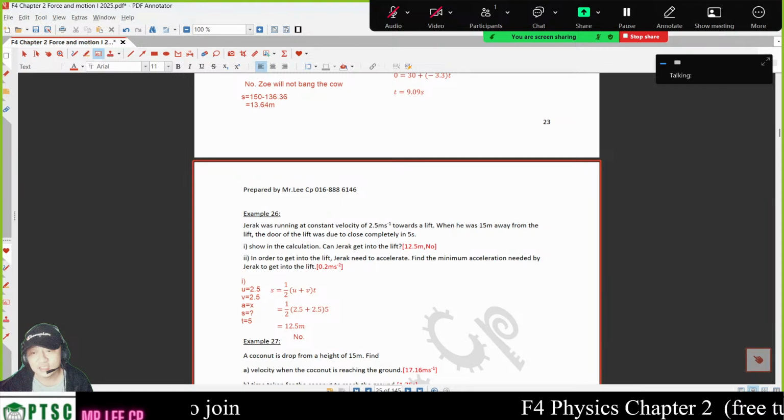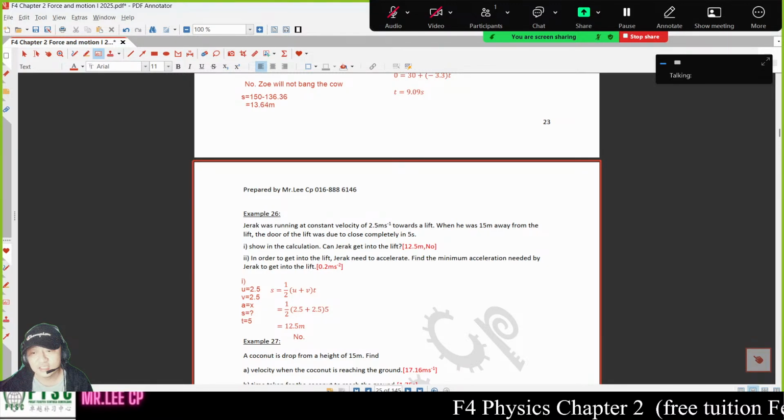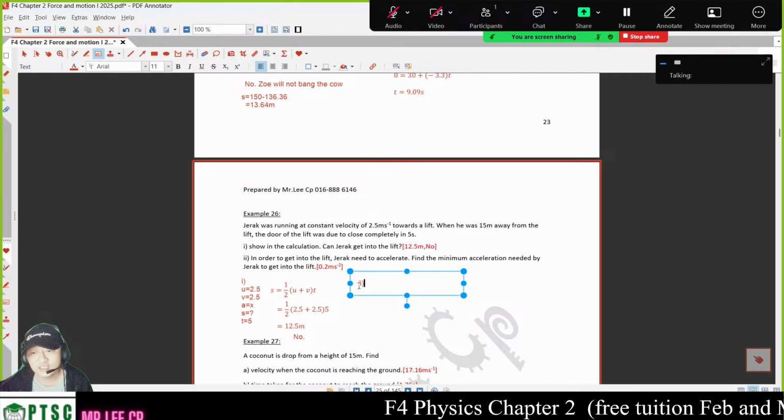Now, in order to get into the lift, Gerard needs to accelerate. So find the minimum acceleration so that he can get into the lift. Number 2. So number 2, UVAST.